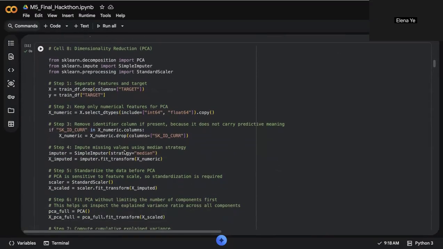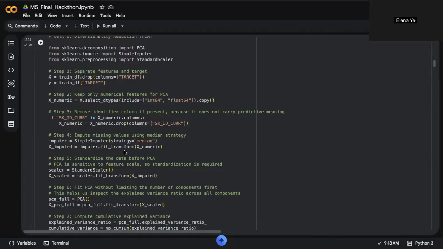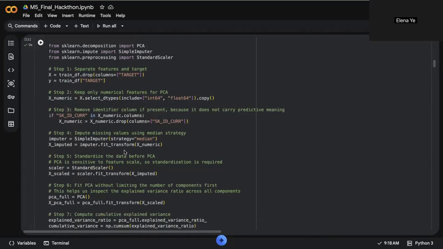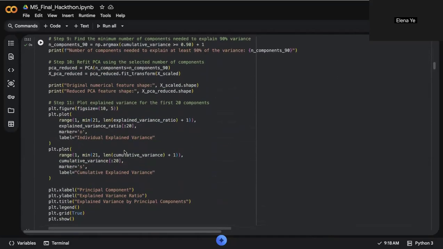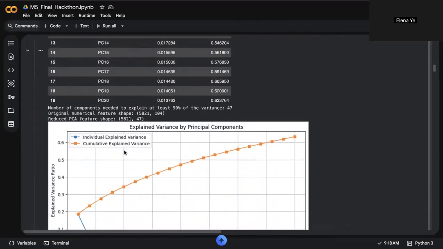And because the dataset contains many features, I also applied dimensionality reduction techniques to capture the main structure of the data while reducing the complexity. This step helps simplify the model and can improve computational efficiency without losing important information.